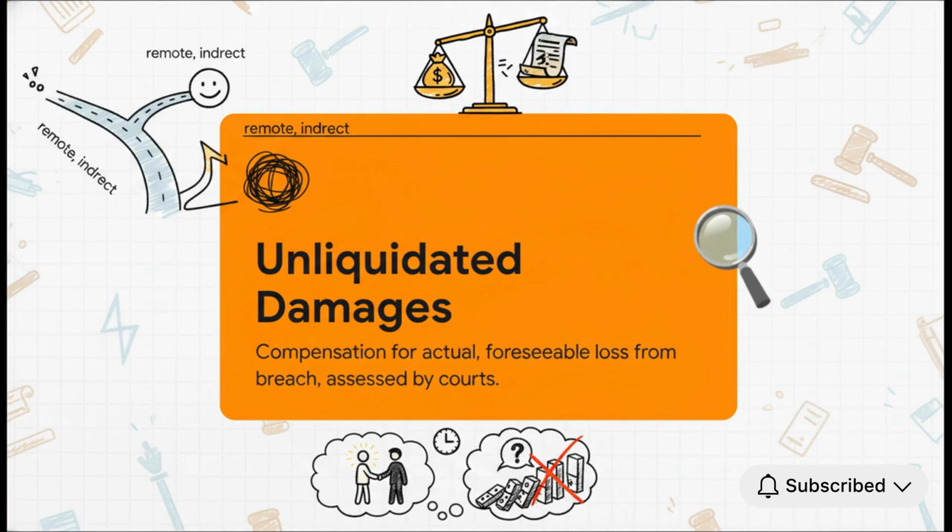But there's a huge catch. It only covers actual, foreseeable damages. You cannot claim for some bizarre, unpredictable chain reaction of indirect losses unless the other party explicitly knew about those special circumstances on the exact day they signed.